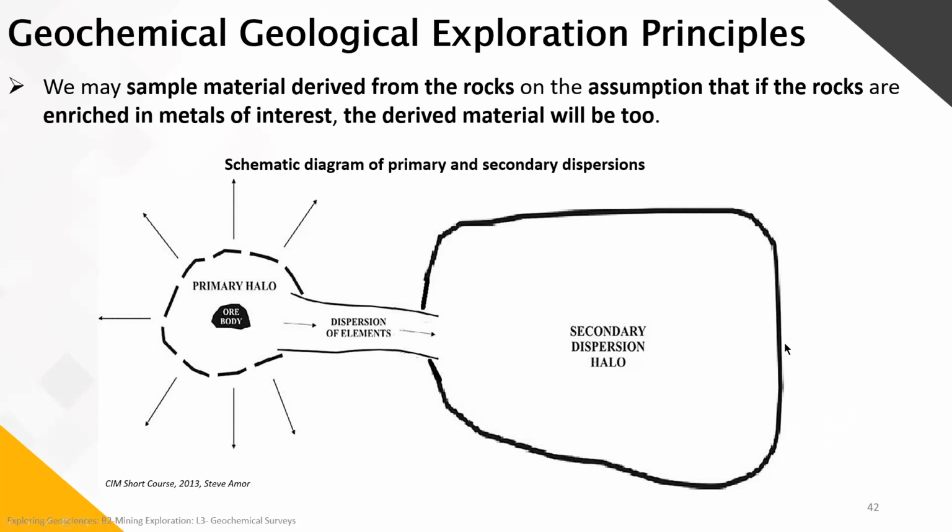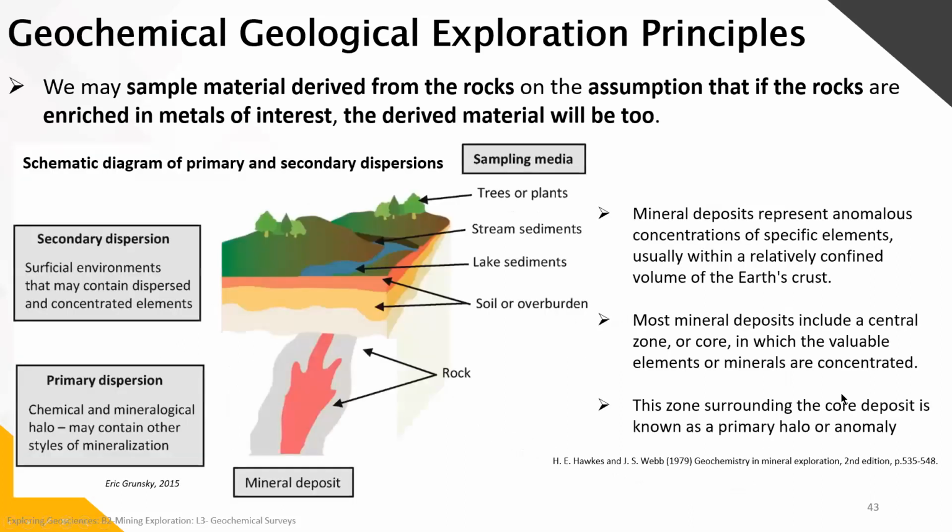So we may sample material derived from the rocks on the assumption that if the rocks are enriched in metals of interest, the derived material will also be enriched in that metal. So even if we have a main ore body, the secondary dispersion may create another area which would be interesting, which would have a concentration of the searched-for metal.